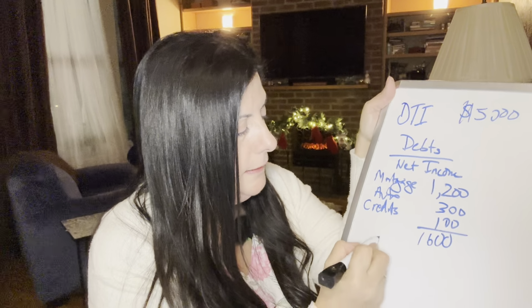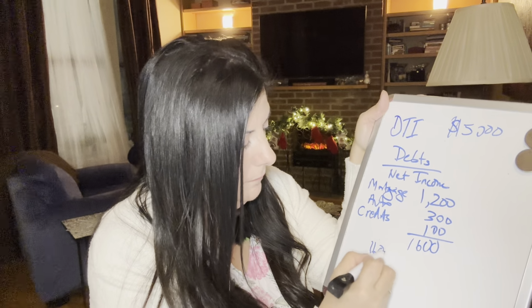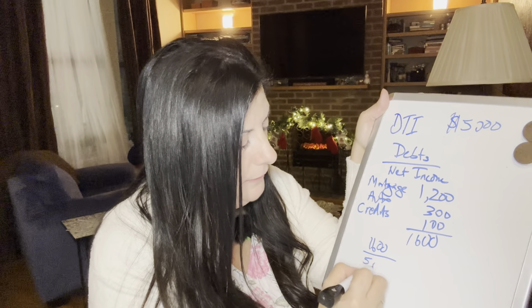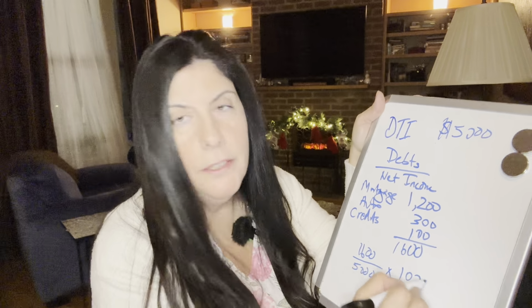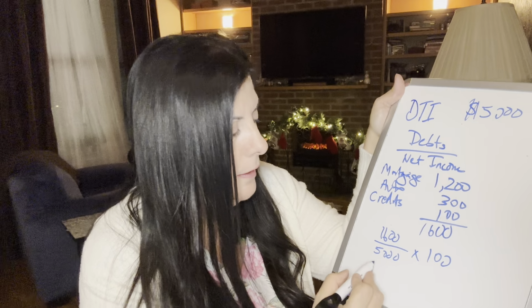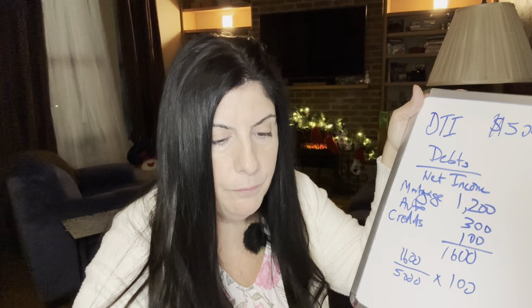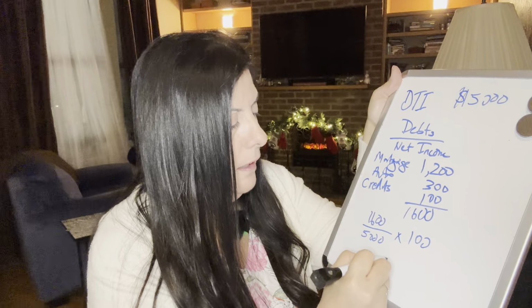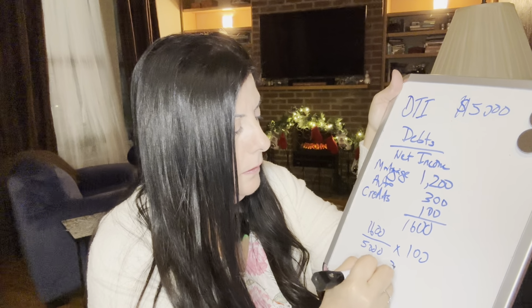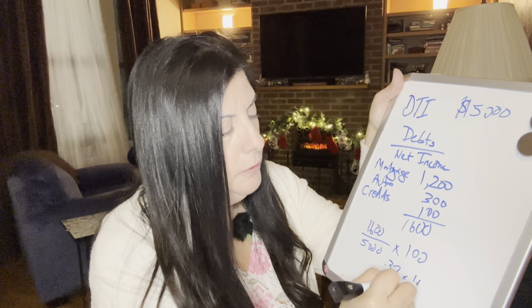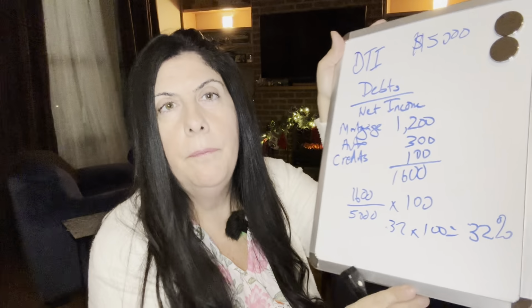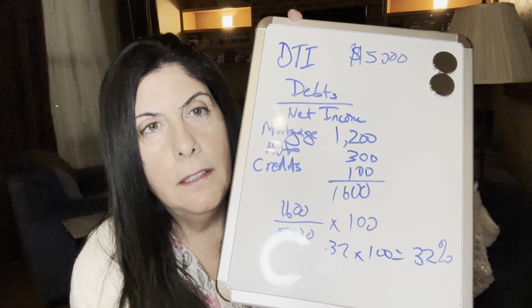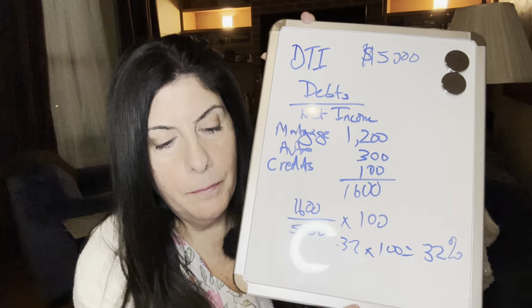You would then take the 1,600 divided by the 5,000, and then you're going to multiply it by 100. The only reason why you do that is to move over the two zeros. And so that would give you a calculation of 0.32 multiplied by 100, and that would be 32%. That would be your debt to income as far as all your debts.